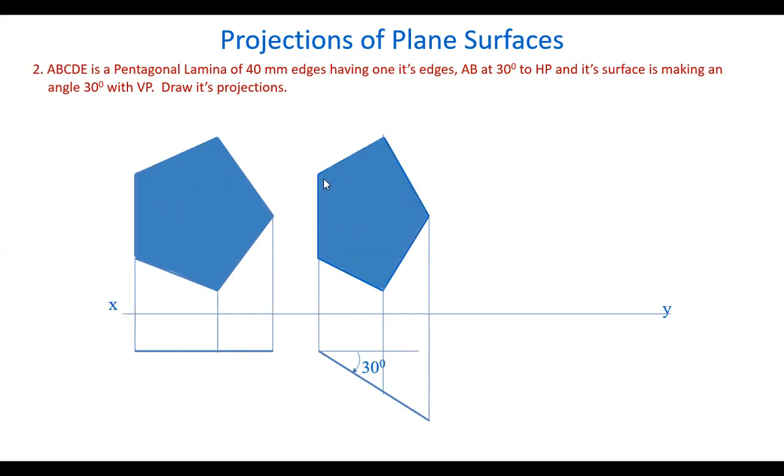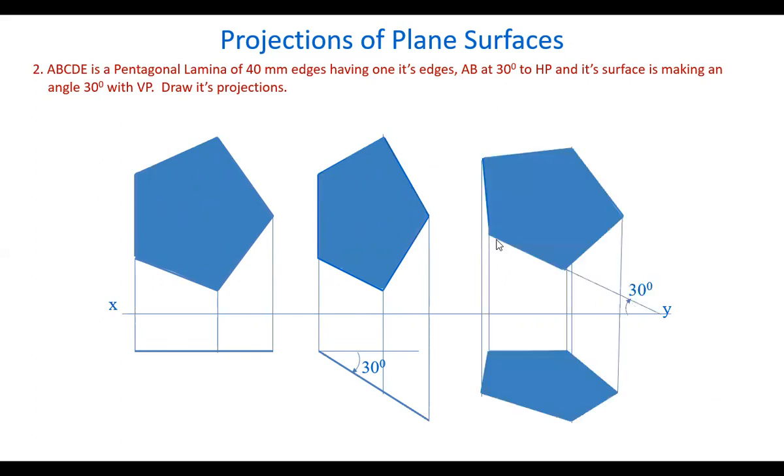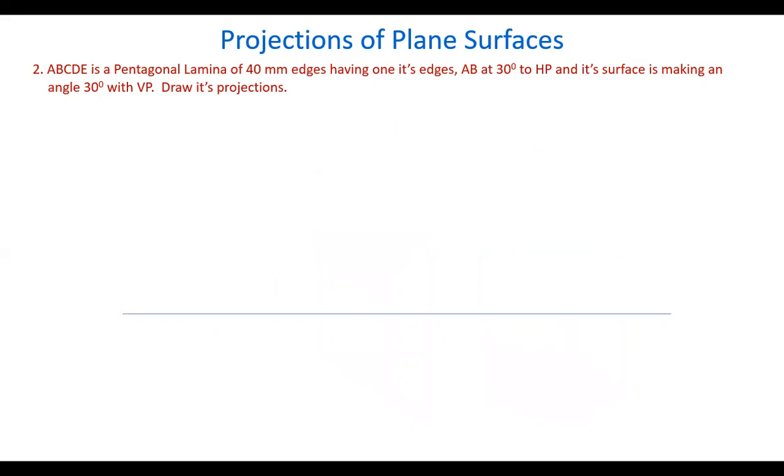And this edge here, we may call it AB. AB is at 30 degrees angle to HP, like this. So this is the final position of the plane surface, and the plane appears like this in the front view and in the top view here, right? When you see the plane surface. But now let's draw the projections of this pentagonal lamina. Take the reference line. Now in the front view, we draw the pentagon because its surface is making an angle with VP.